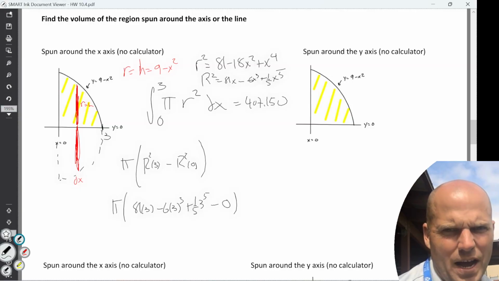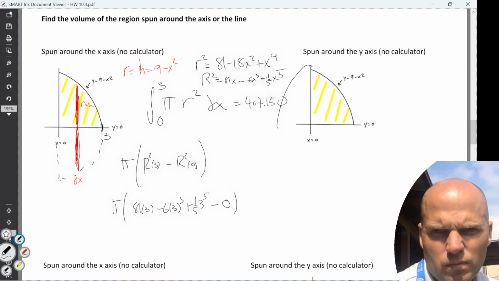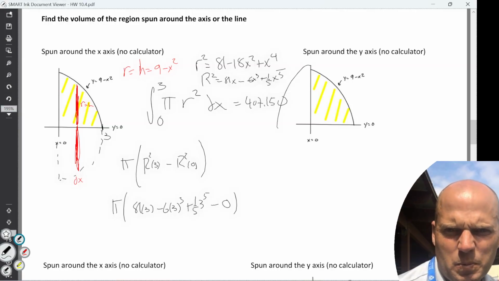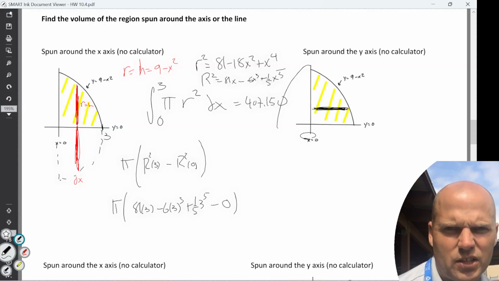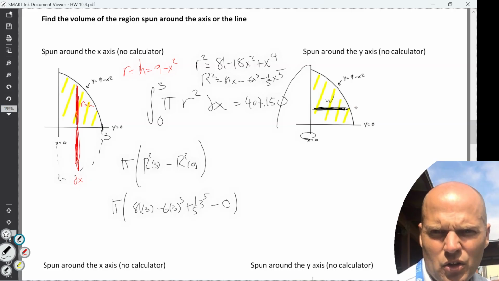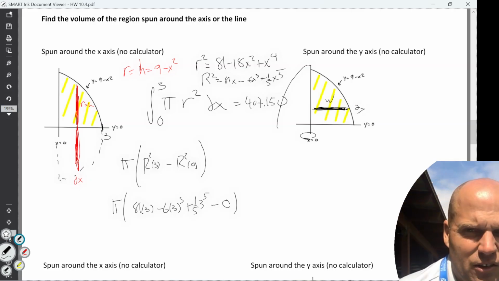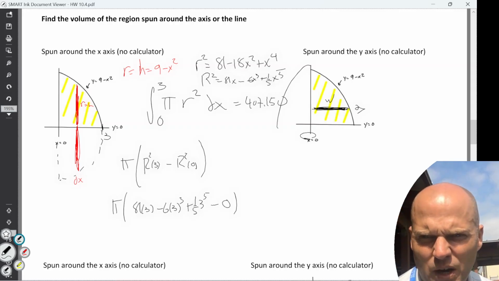If I spun this around the y-axis, okay, I can see, since I'm spinning it around the y-axis, I'd probably want to think about using a horizontal rectangle that's spun. The dimensions of that horizontal rectangle is a width and a height, w dy.